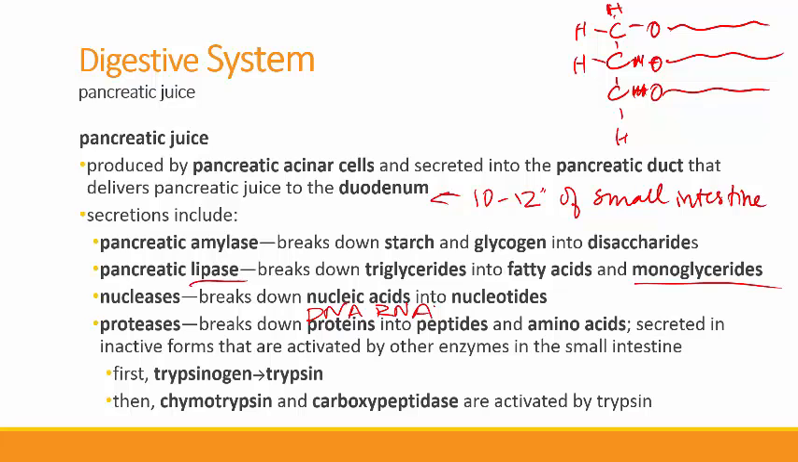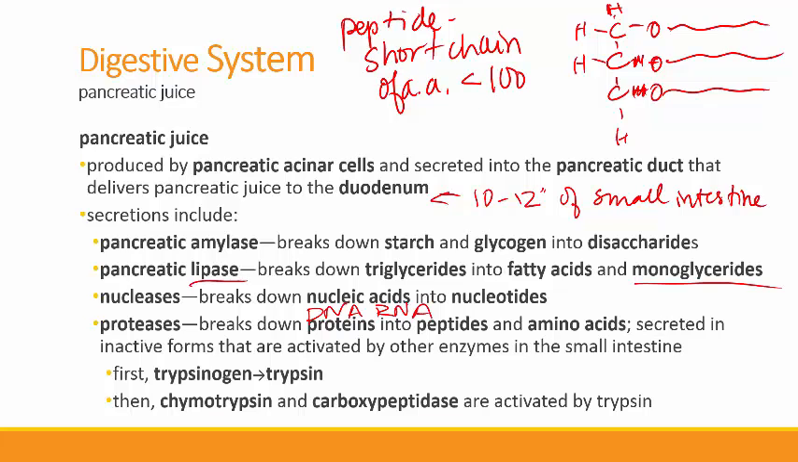And then finally, there are a number of proteases that we find in pancreatic juices as well, that are responsible for breaking proteins down into short chains of amino acids called peptides. So a peptide is a short chain of amino acids. We usually think of a peptide as having less than 100 amino acids attached to it. Proteins are approximately 100 or more amino acids.